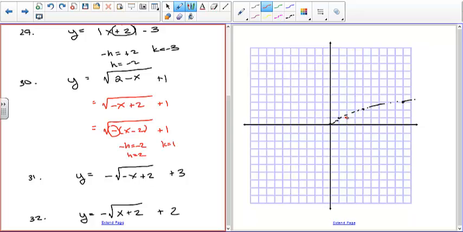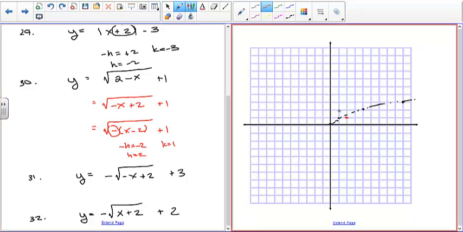So instead of going over 1, up 1, going right, up 1, I'm going to go left, up 1. Then we're going to left 4, 1, 2, 3, 4, up 2. I'm going left 9, 1, 2, 3, 4, 5, 6, 7, 8, 9, up 3. So those are my 4 points. There you go. Okay, so we have the square root of 2 minus x plus 1.